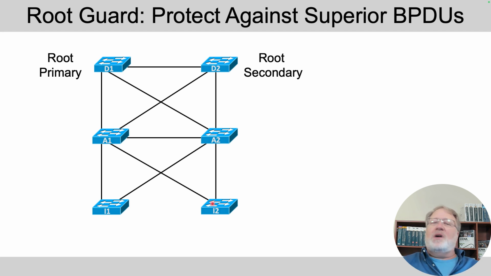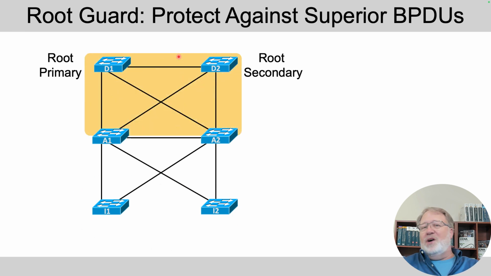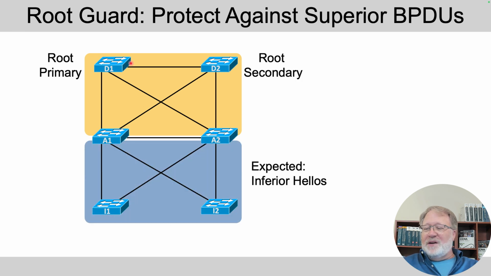So what this root guard tool protects against is somebody configuring these switches with a lower priority, or plugging in yet another switch down here with a low priority and having an attack or maybe a configuration mistake that sets a very low priority and changing the root switch to be down in this part of the network rather than up here. So to make this work, we don't turn on root guard up on these primary links nearer to the intended root switch, but down on the bottom where we expect only inferior hellos, we would enable root guard.